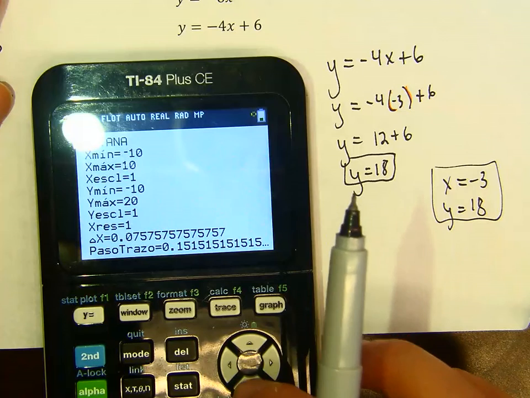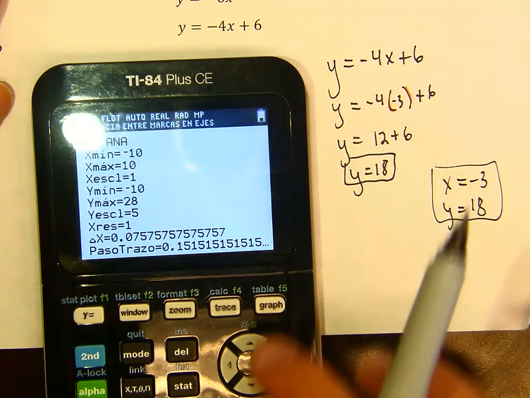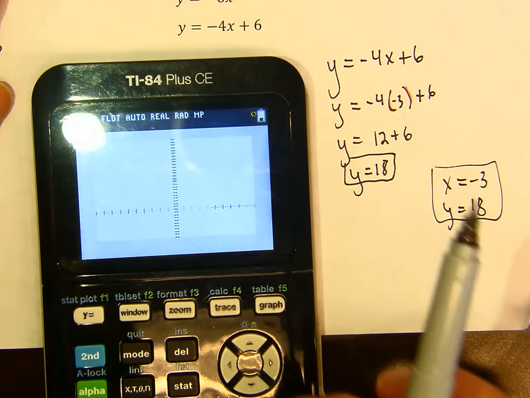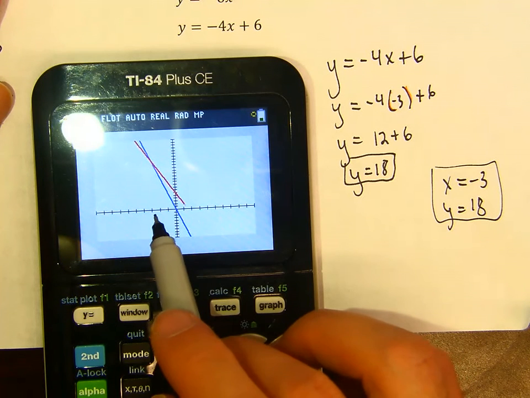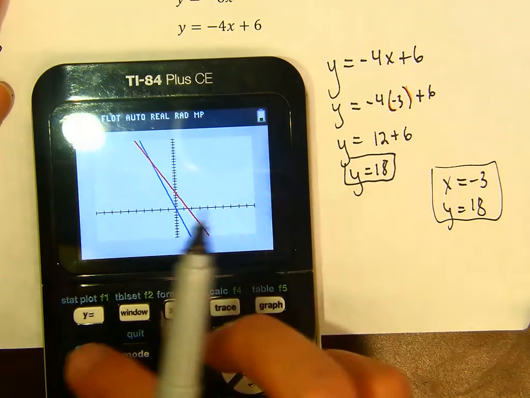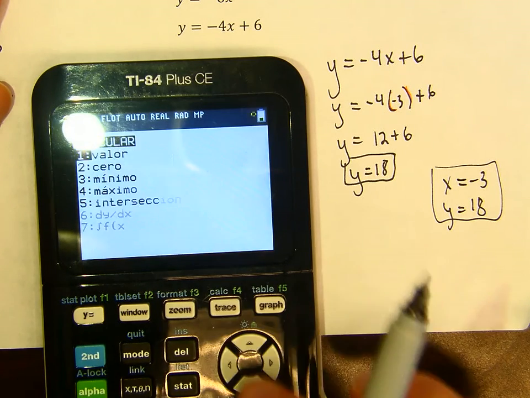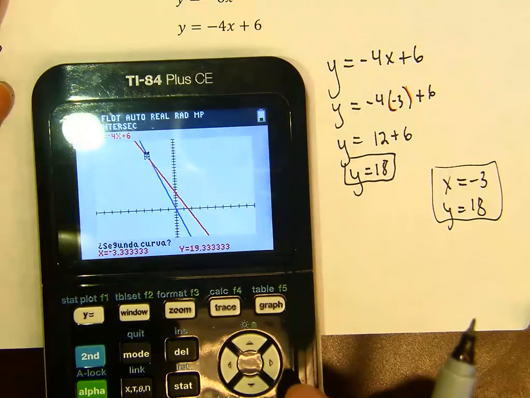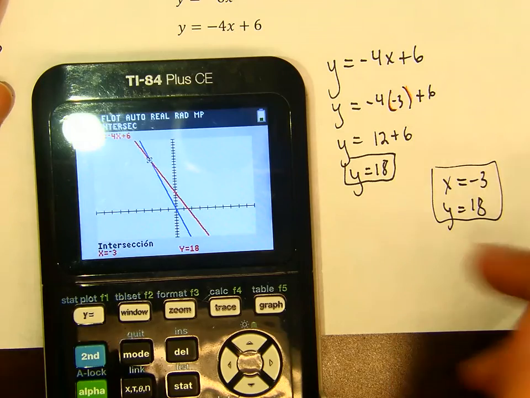Let me change the window a little bit more, Y max 25, and graph. You see, this should be negative 3, and that's going to be 18 over there, that point. If you want to see for yourself, second trace, intersection. So this is one part of the graph, this is another part. Notice the approximation: negative 3, positive 18, just like we got here.